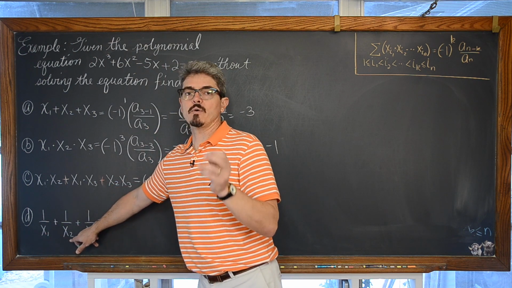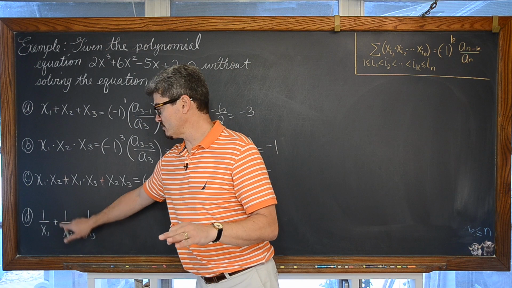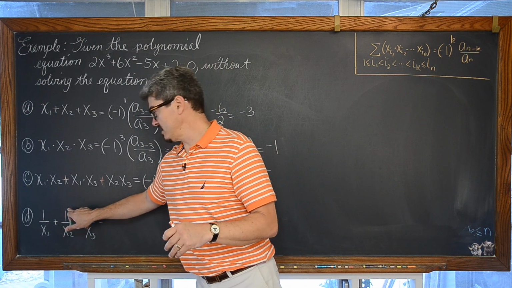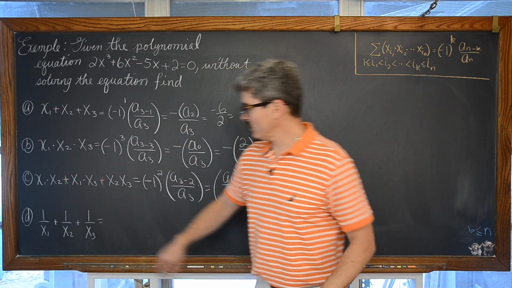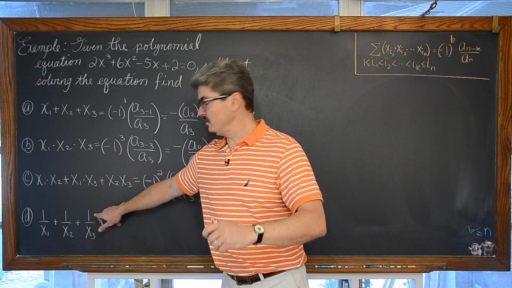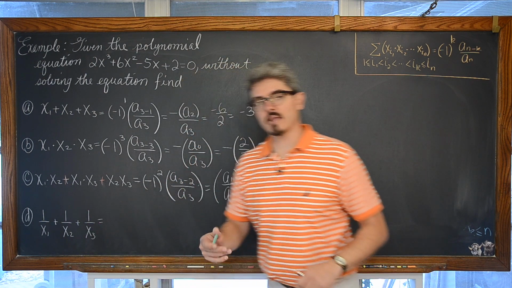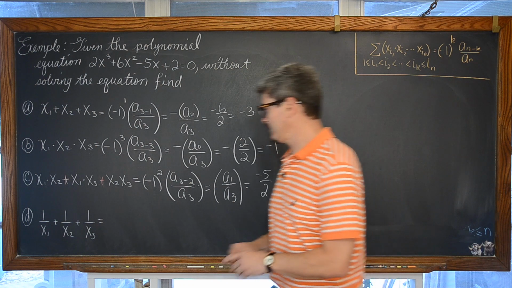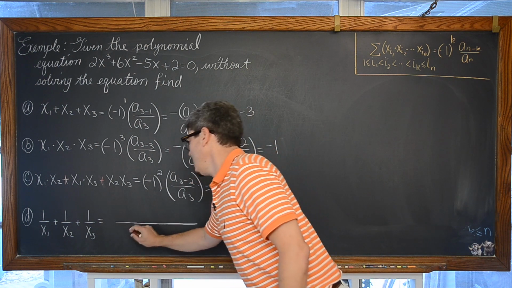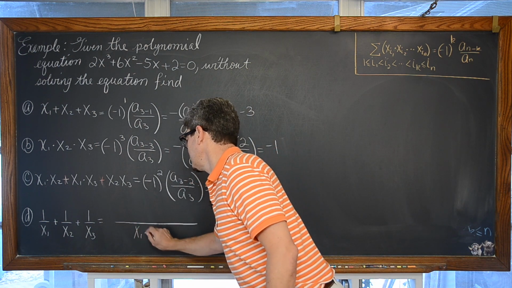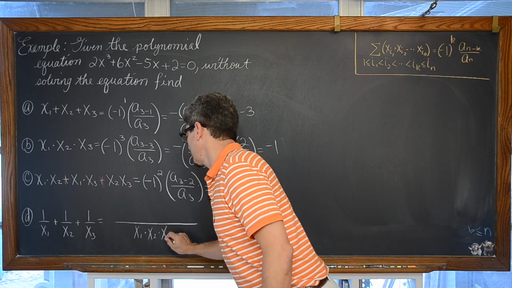Here in our second term, where we have a denominator of x sub 2, we're going to multiply the numerator and denominator by x sub 1 times x sub 3. And then finally, we're going to multiply the numerator and denominator of our last term by x sub 1 times x sub 2, giving us a single fraction with a common denominator of x sub 1 times x sub 2 times x sub 3.